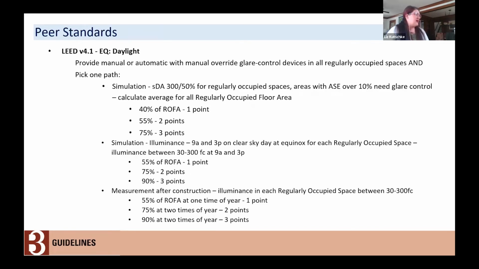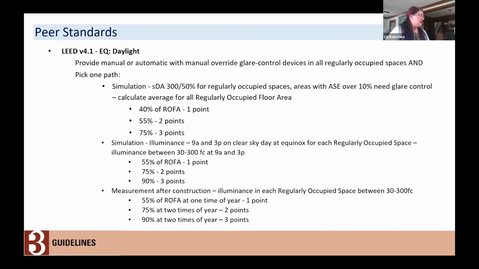A quick look at what some of our peer guidelines and standards are doing that you may also work with. The latest version of LEED, version 4.1, has a daylight credit that requires manual or automatic glare control devices in all regularly occupied spaces, so we're very close in line with that. It offers 3 paths for daylight utilization: the spatial daylight autonomy, which matches our definition now, and they include the annual sunlight exposure measure.